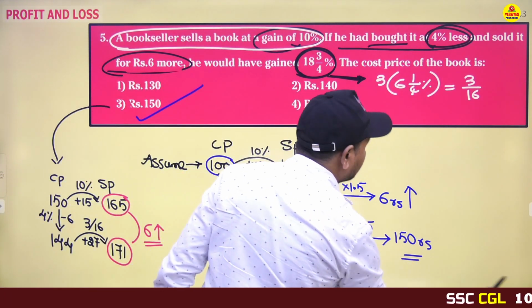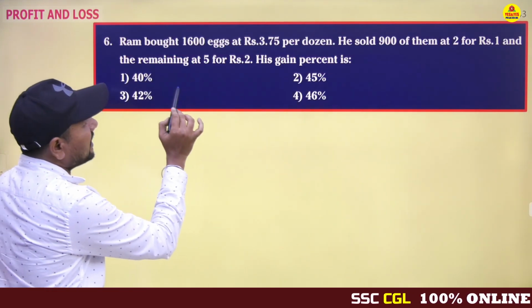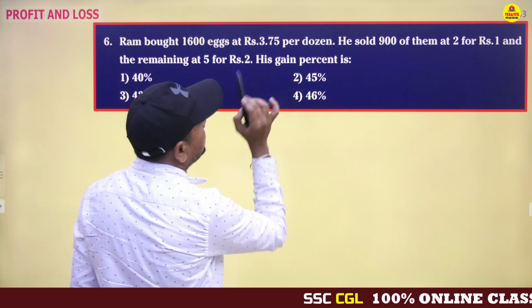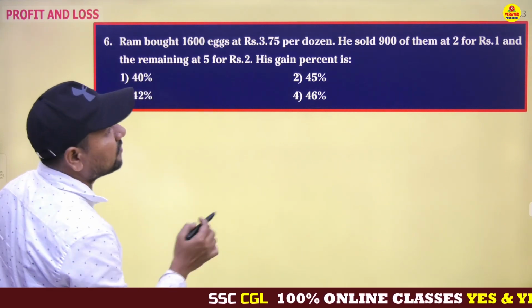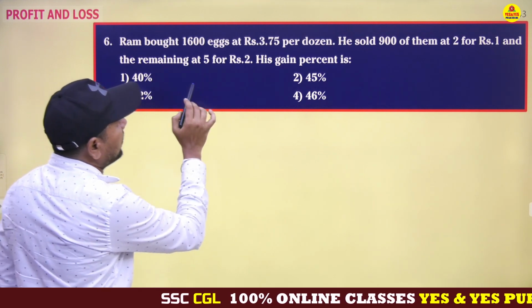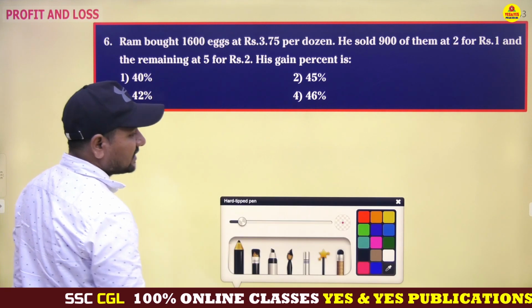Let's check the next one. Question number 6. Ram bought 1600 eggs at 3.75 rupees per dozen. He sold 900 of them at 2 for 1 rupee and the remaining at 5 for 2 rupees. His gain percentage is what?